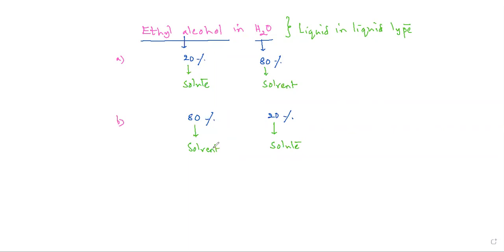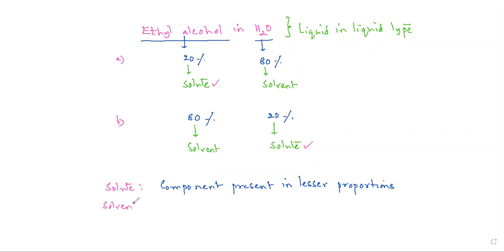So rather than going in, the one that is dissolved is a solute and the one that is acting as a dissolving medium as a solvent, it's better if we say that solute is something that is present in lesser proportions in a solution. The component present in lesser proportions in a solution is a solute. And the one that is present in larger or greater proportions in a solution is the solvent. Okay.